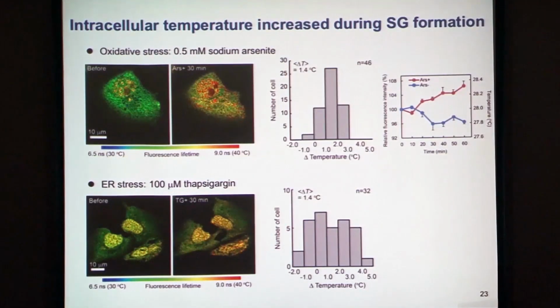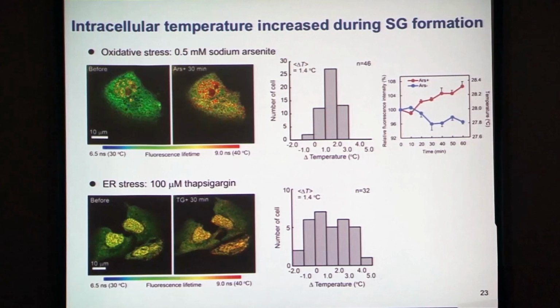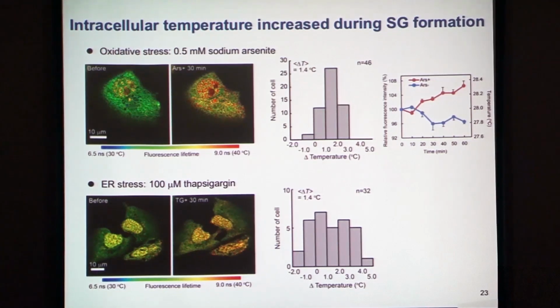So first, we imaged the temperature during stress granule formation. One of the most important and famous SG inducers is oxidative stress using arsenite. When you apply arsenite, which is toxic to mitochondrial proteins, we observe a significant temperature change. This is 30 minutes after the induction, and the temperature change was 1.4 degrees. Interestingly, this temperature change happens at exactly the same time course as stress granule formation.